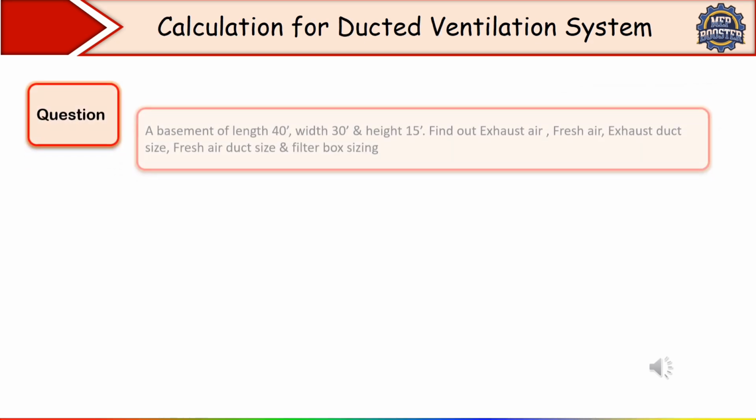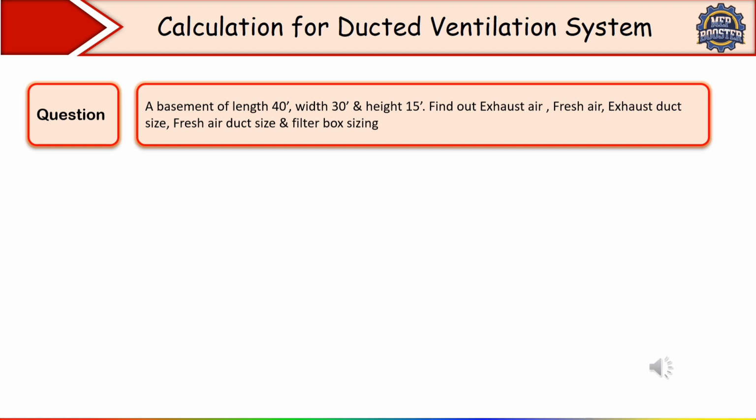Now you can see how to design the ducted car parking ventilation system and how we do the calculation for it. Here I have taken one question, and with the help of this question you can easily understand how we design a ducted car parking ventilation system. See what the question says: a basement of length 40 feet, width 30 feet and height 15 feet. Find out exhaust air CFM, fresh air CFM, exhaust duct size, fresh air duct size and filter box sizing. These parameters we have to calculate.